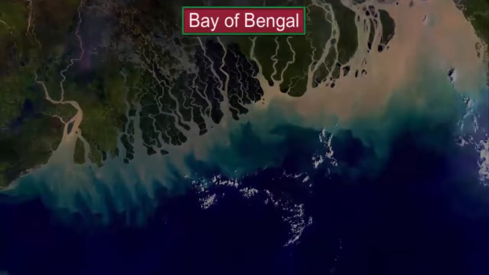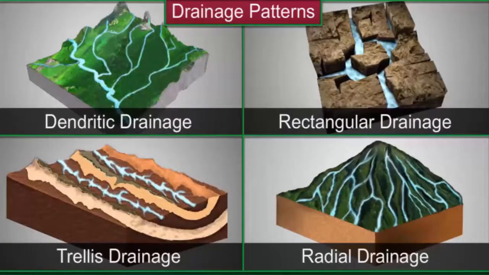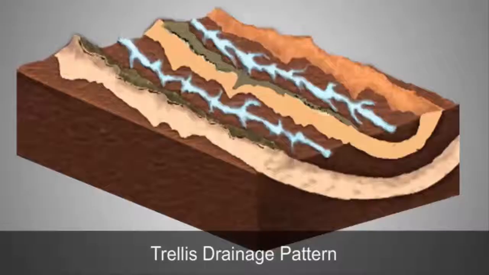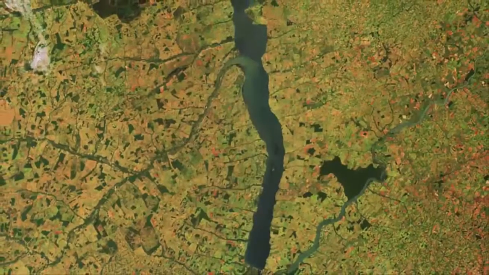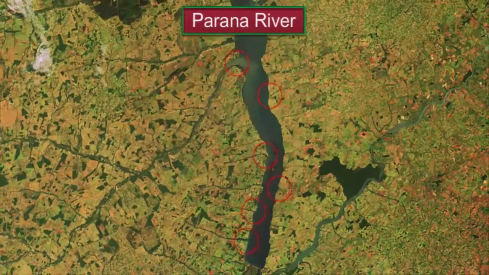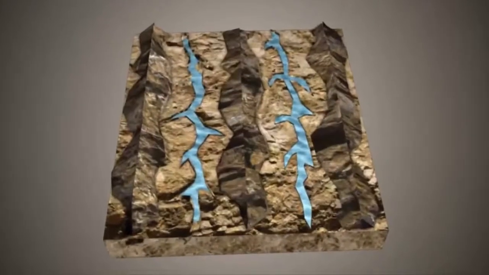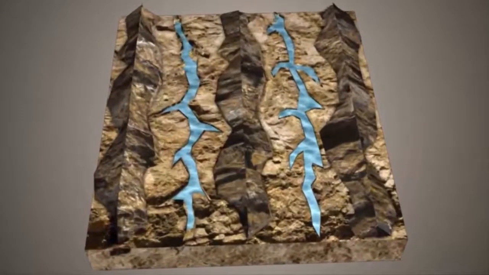On the other hand, a river joined by its tributaries at approximately right angles develops a trellis pattern. For example, the Parana River in Brazil. This type of pattern develops when hard and soft rocks are present parallel to each other.